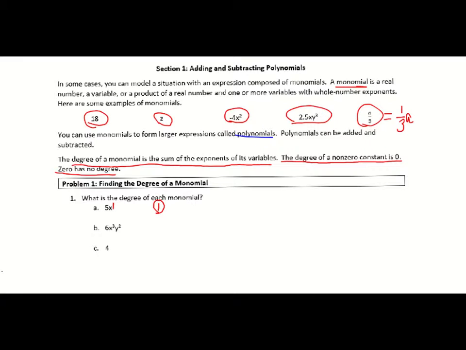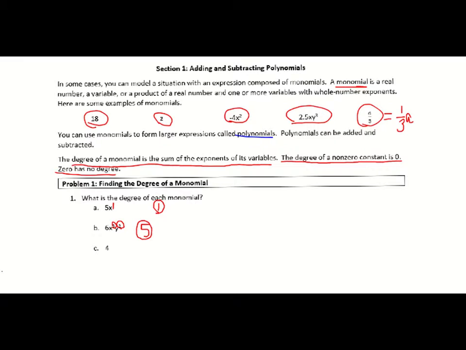In B, we have 6x cubed, y squared. When you have more than one variable and you want to find the degree, you're going to add the exponents of the variables together. In this case, I need to add the 3 and the 2 because those are the exponents on my variables. 3 plus 2 makes 5. So the degree of 6x cubed, y squared is 5.